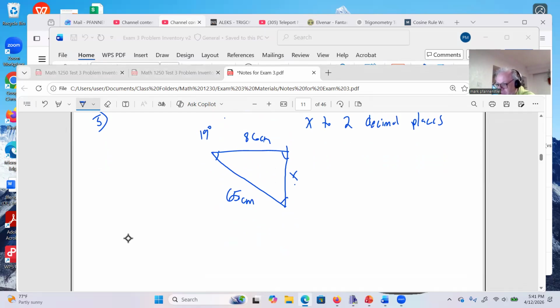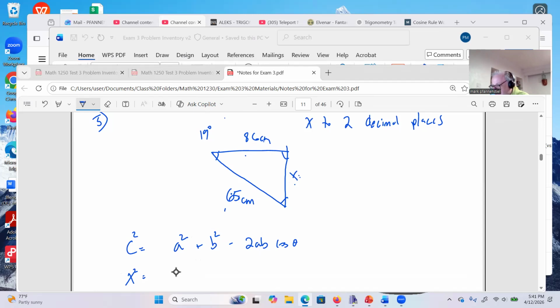So the first thing we're going to do is write down the formula for law of cosines. We have c squared is equal to a squared plus b squared minus 2ab cosine of the angle between them. In this case, the side opposite is our c squared. So we're going to say that's our x squared equals, and then we need the lengths of the two sides around this angle. It doesn't matter which one you call A, which one you call B.